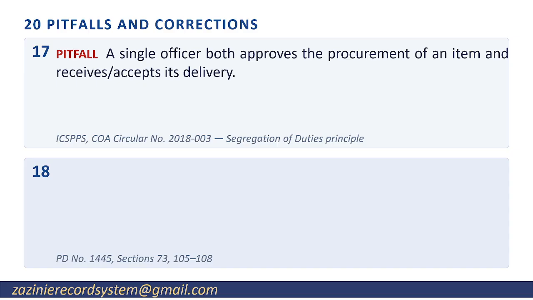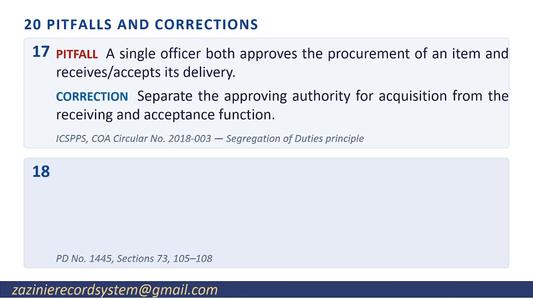20 pitfalls and corrections. Number 17. Pitfall: a single officer both approves the procurement of an item and receives or accepts its delivery. Correction: separate the approving authority for acquisition from the receiving and acceptance function.